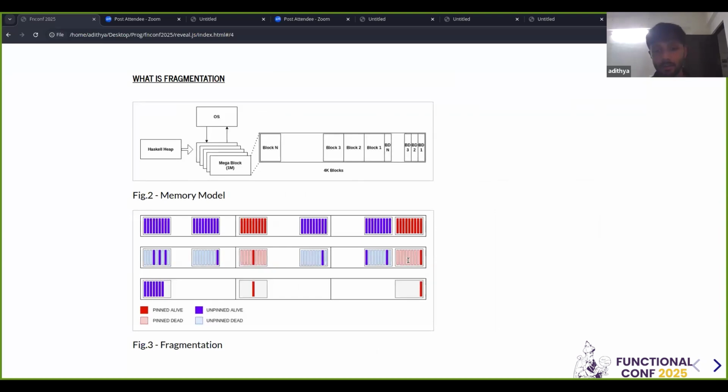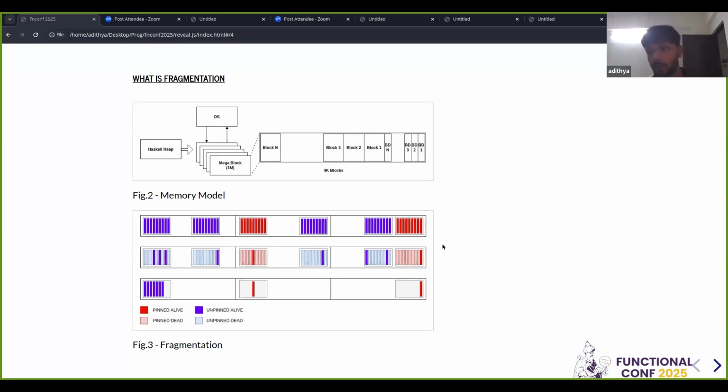So that's memory leak. Let's quickly look at fragmentation. Some more technical details about the Haskell heap. The Haskell heap is divided into 1 MB mega blocks, and these mega blocks are further divided into 4K blocks. The mega block allocator talks to the OS, and it fetches or releases mega blocks in 1 MB units. The block allocator talks to the mega block allocator to fetch and handle the 4K blocks.